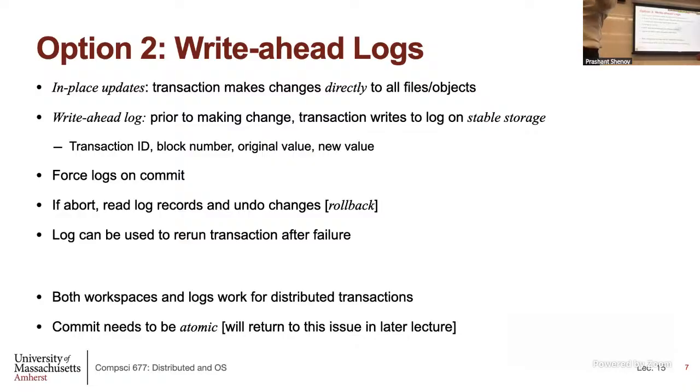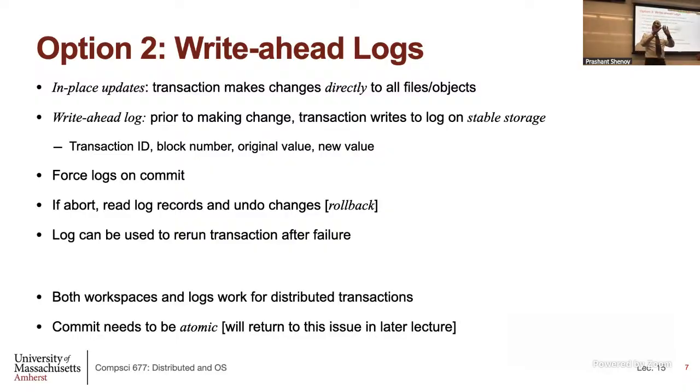But if you want to undo, you are going to go to the log and look at whatever has happened, and then you are going to undo it. Okay, the log is going to at least keep the following information. It will have a transaction ID because there will be multiple transactions. Whenever you change a block or a record, it will track the block number. It will keep the old value and it will keep the new value.